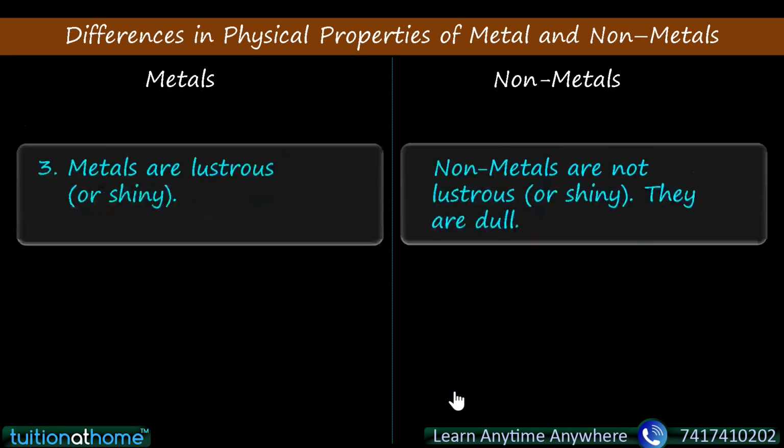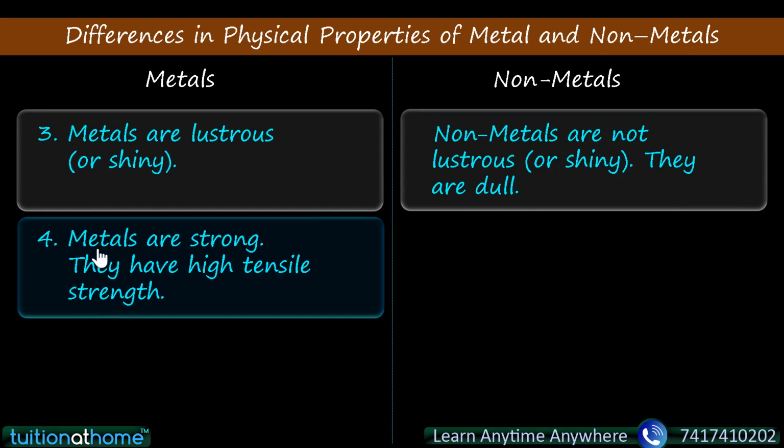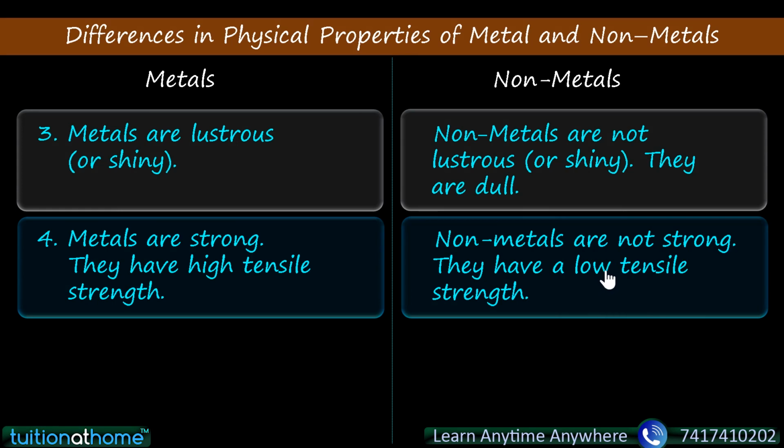After this, we will speak about the fourth property, which is that metals are strong. They have high tensile strength. I told you already that metals are strong. That is why they are used to build high bridges, strong crane machines, railway tracks, etc. On the other hand, non-metals are not strong. They have a low tensile strength.